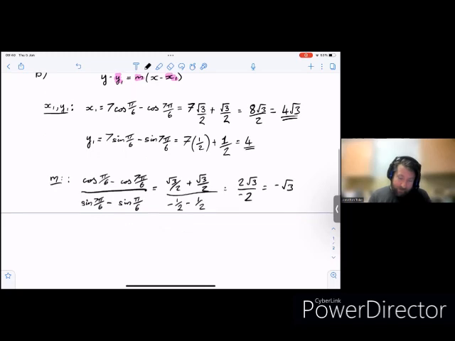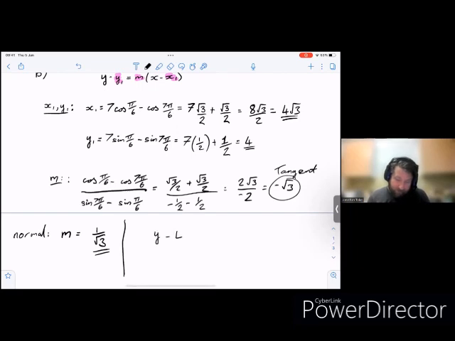So finally, we can now put that. Oh, so no, sorry. Our m then equals 1 over root 3 because we're wanting the normal. That's the gradient of the tangent. We want the normal. So now we can work this out. We've got y minus 4 equals m times x minus x1, which was 3 root 3.